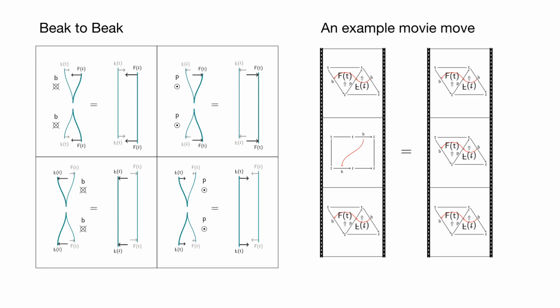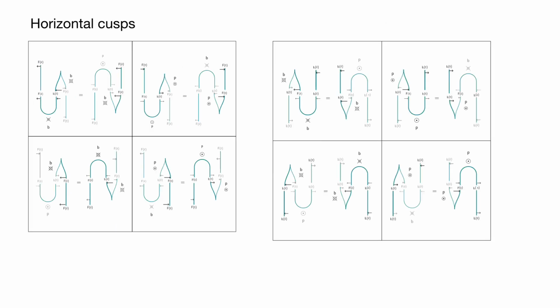We have beak-to-beak cancellations, and the movie move on the left is an example of one of these cancellations. They're left, right, positive, and negative beak-to-beak moves. And we have horizontal cusps. Generally speaking, I like to spend a lot of time on horizontal cusps. I will spend more time on them in some other examples, but I'm not going to be able to do so now. So we just want to say that these slides exist.